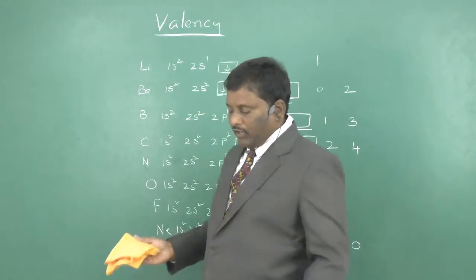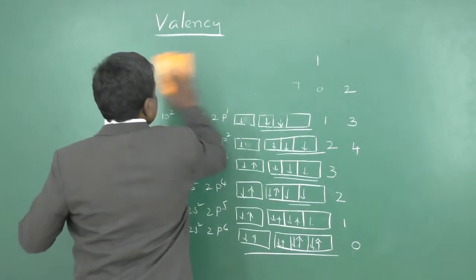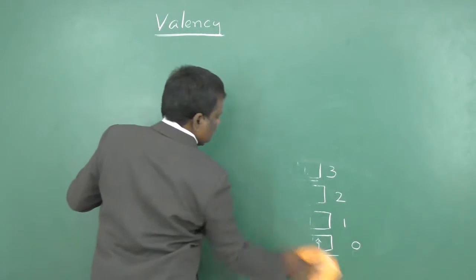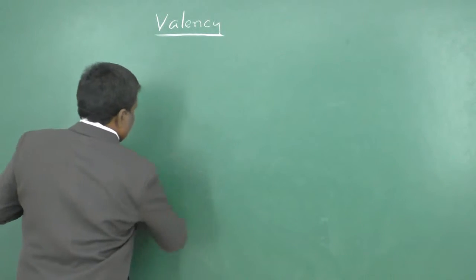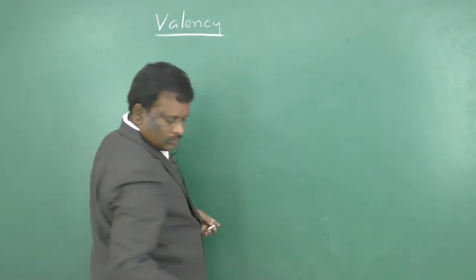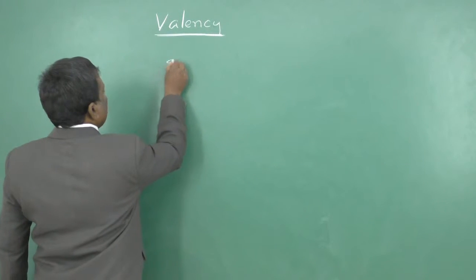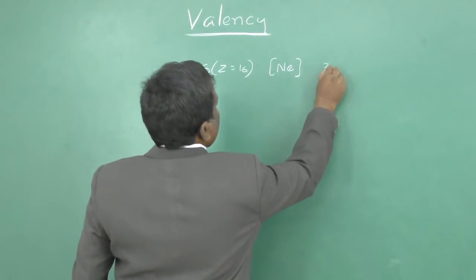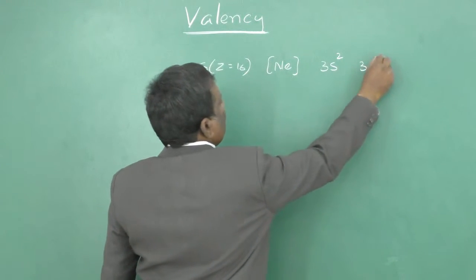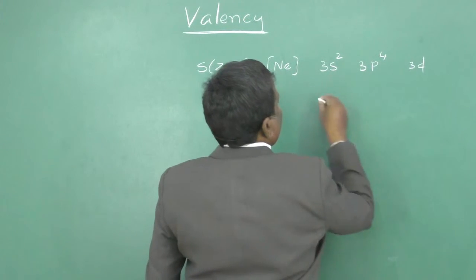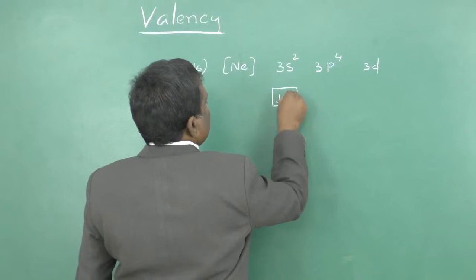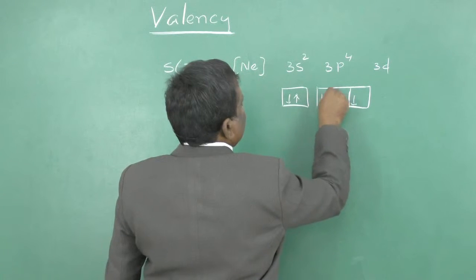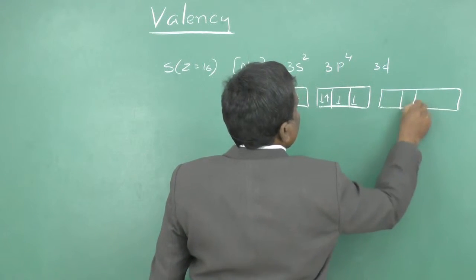Because in the ground state of sulfur, if you observe the electronic configuration of sulfur, the atomic number is 16. Neon 3s2, 3p4. Here the 3d orbital is empty. In the 3s orbital we have 2 electrons, and in the 3p orbital we have 4 electrons, and here we have an empty d orbital.